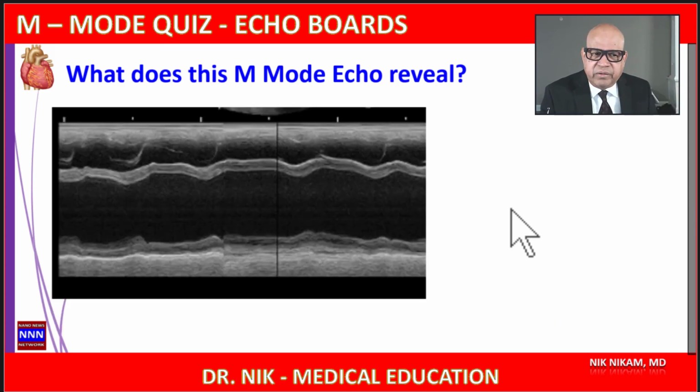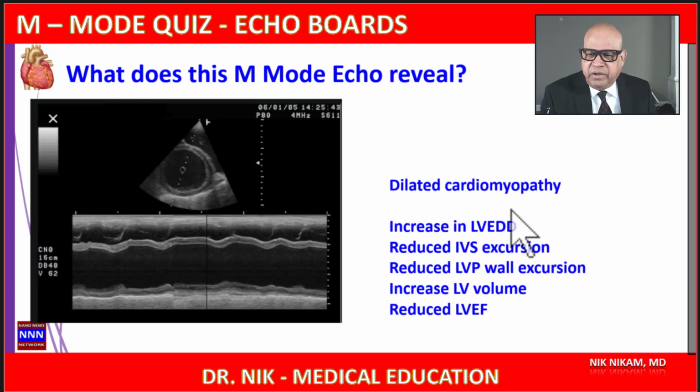What are we seeing here? What is your diagnosis? Dilated cardiomyopathy. You should be able to move pretty fast now. Dilated cardiomyopathy: increase in left ventricular end-diastolic volume, reduced septal and posterior wall motion, reduced left ventricular ejection fraction. And as you can see in the 2D echo, the left ventricle is grossly dilated in all directions.